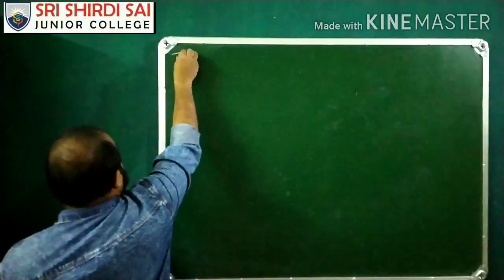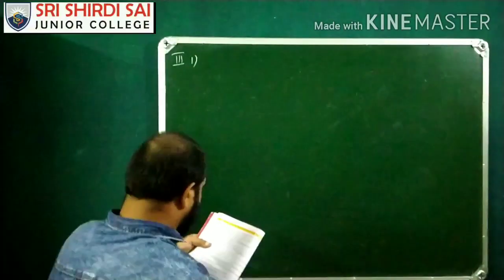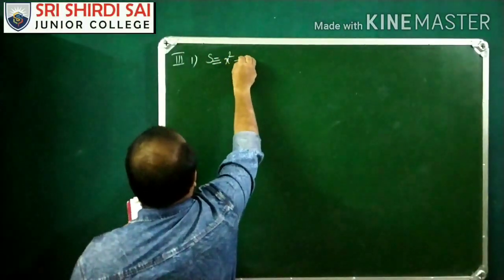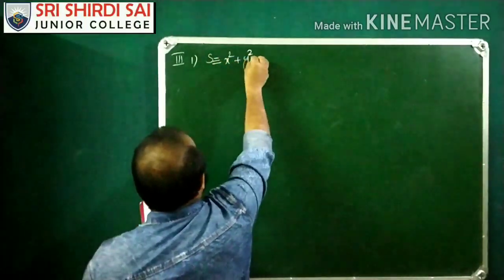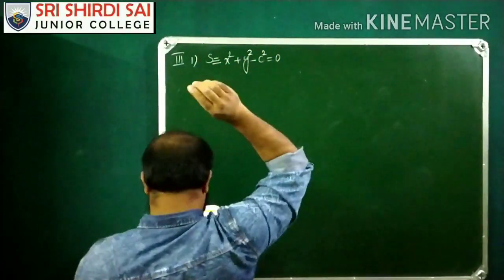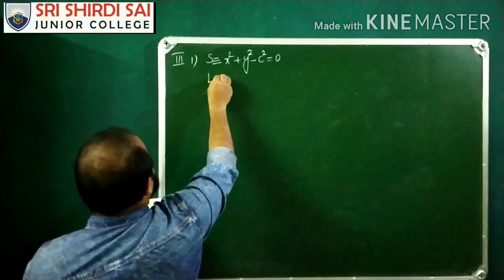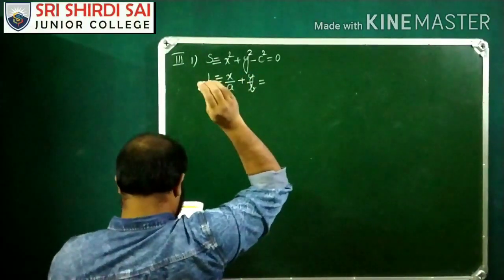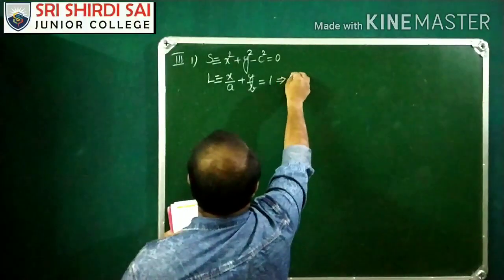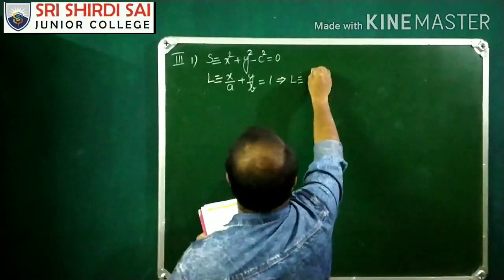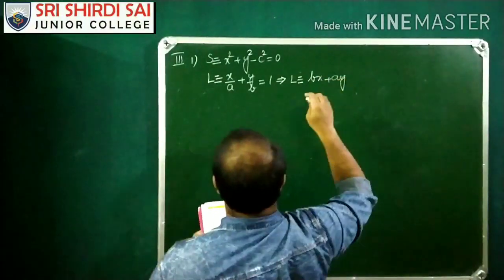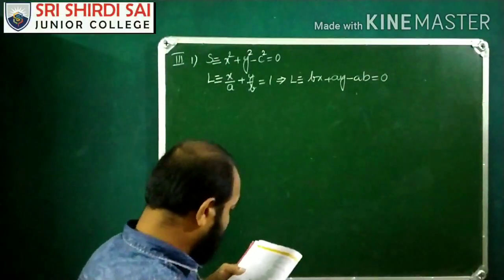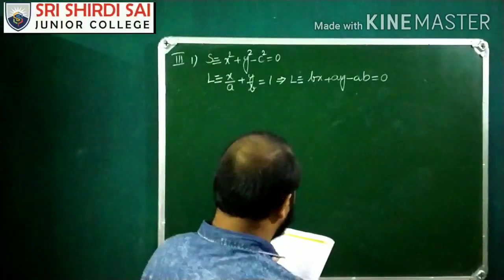First question from the third Roman numeral. If x² + y² = c², what is the circle? x² + y² − c² = 0, and the line L is x/a + y/b = 1. So L is bx + ay = ab, or bx + ay − ab = 0. It intersects the circle at A and B, then find AB.